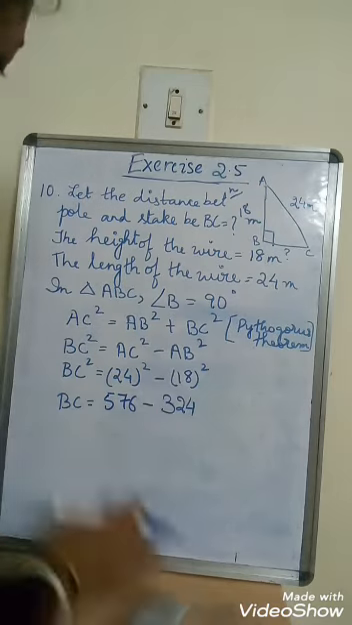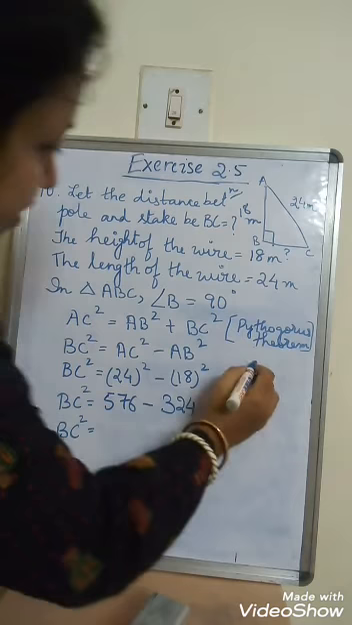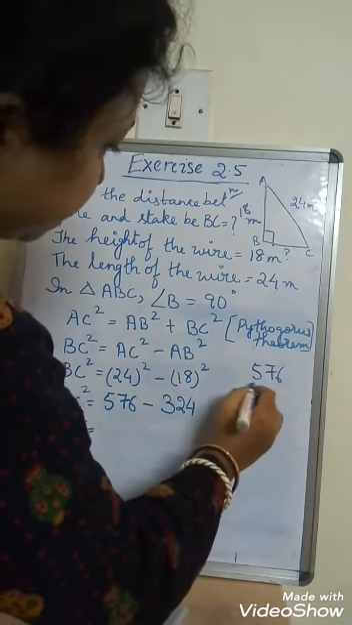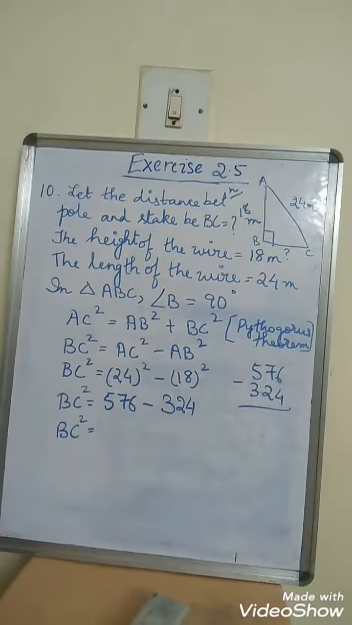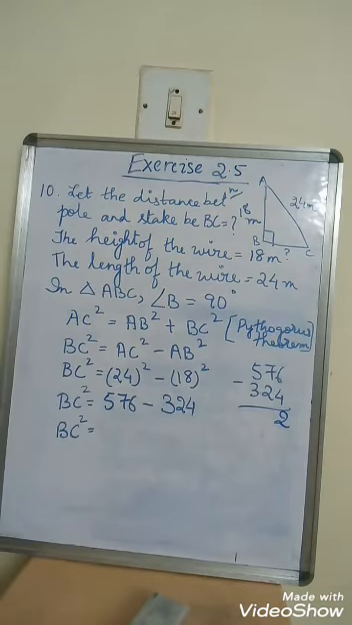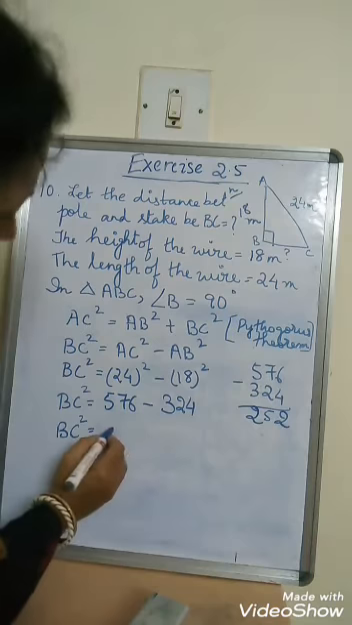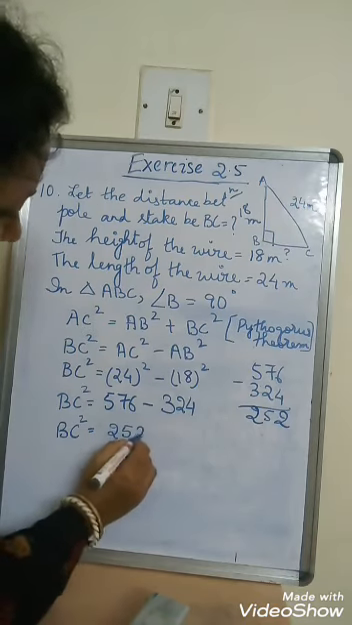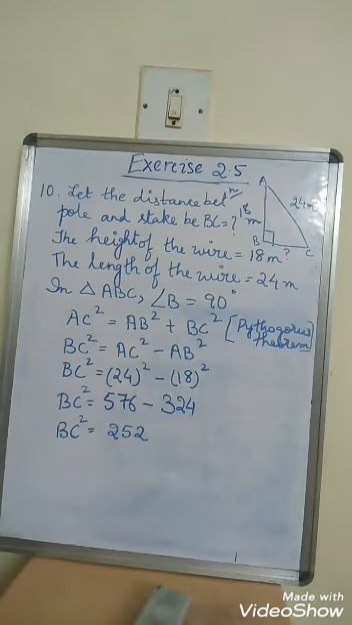Now let us subtract. BC square is equal to 576 minus 324. How much do we get? 6 minus 4 is 2. 7 minus 2 is 5. Then 5 minus 3 is 2. So we got 252.